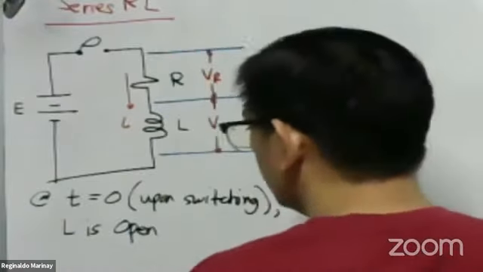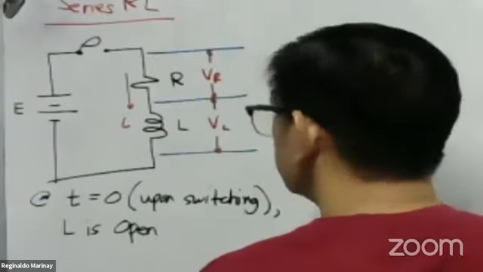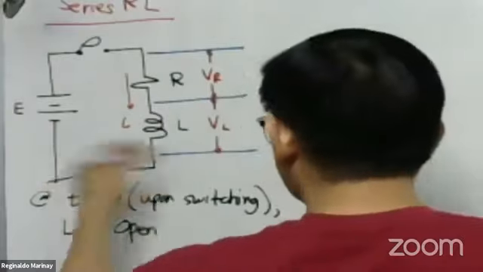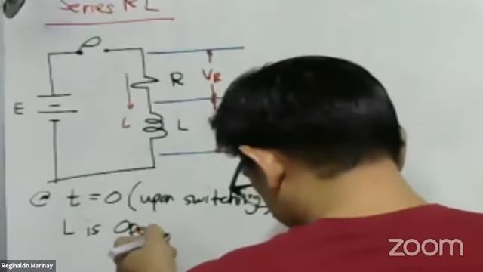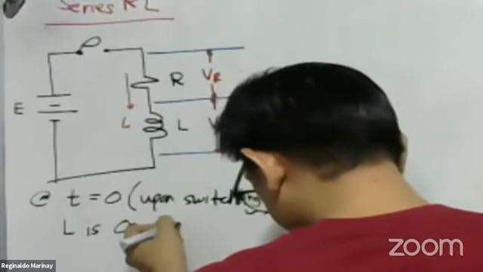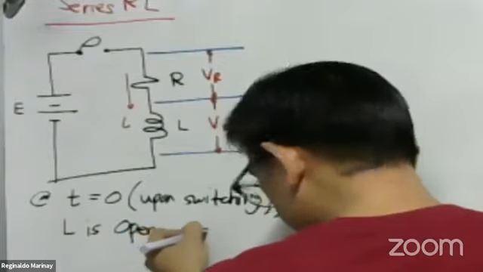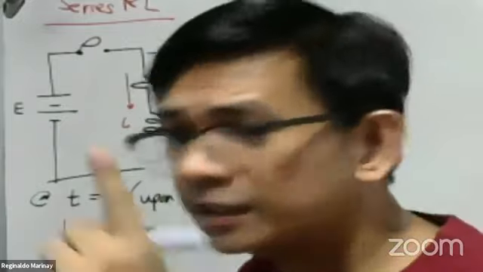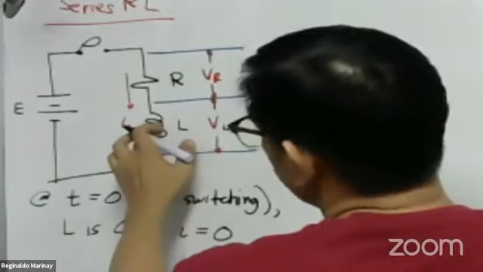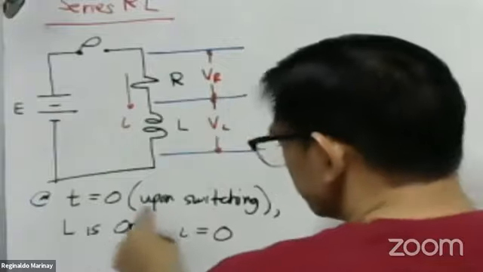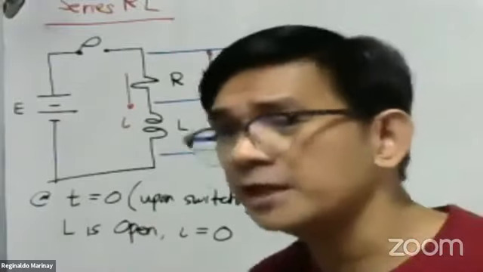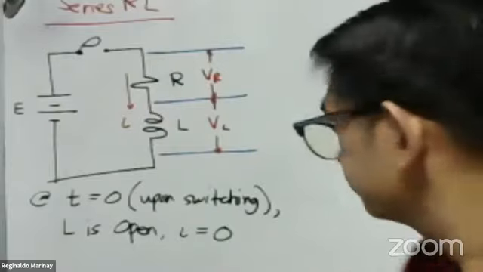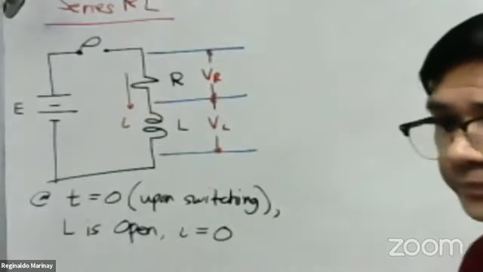At time t is equal to 0, there is no current yet. I is equal to 0, because that is the behavior of the inductor. It becomes open at time t is equal to 0 upon switching. That is the behavior of the inductor.